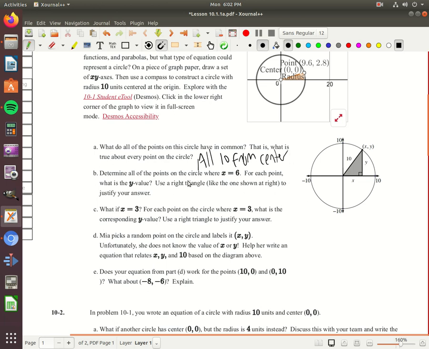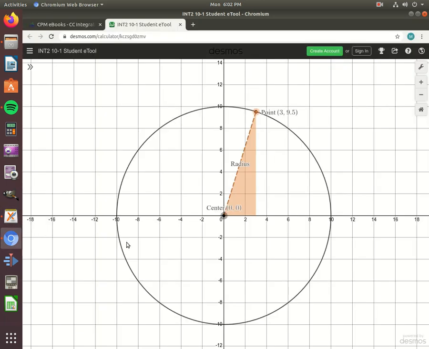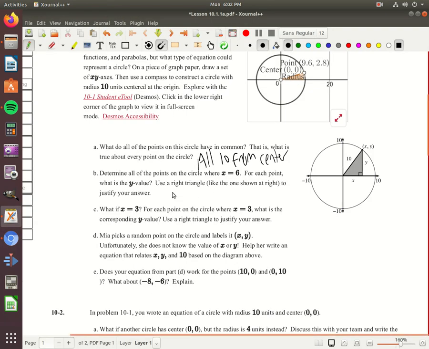So determine all the points on the circle where x equals 6. For each point, what is the y value? Again, I'll run back over here and we'll see that when I'm at 6, it looks like my y value is 8 or my y value is negative 8. So when my x value is 6, I get (6, 8) and I get (6, negative 8). I actually have two outputs there.